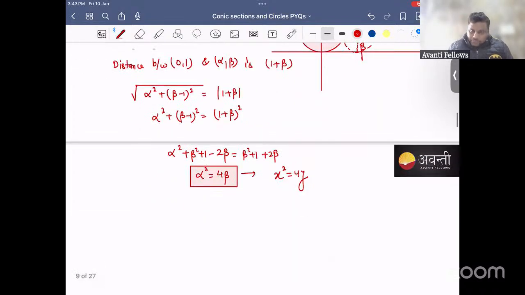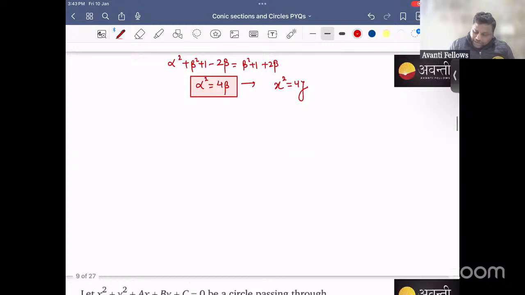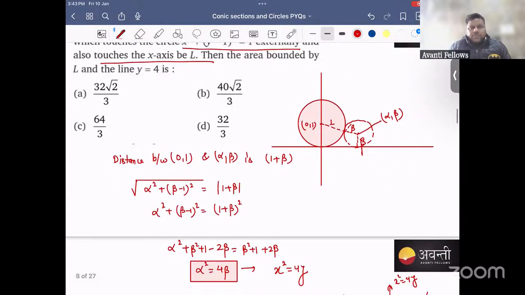Understood? Now, secondly, they are asking the area bounded by this locus L and the line y equals 4. Now, area is a concern of class 12th as of now. This is the parabola x square equals 4y and the line y equals 4 they are talking about. So this is the area they are talking about. I'm not going to calculate this area as of now because it will come in the class 12th curriculum. But yes, letting you know how to find the locus was my priority and we did that. Understood? Have a look quickly.